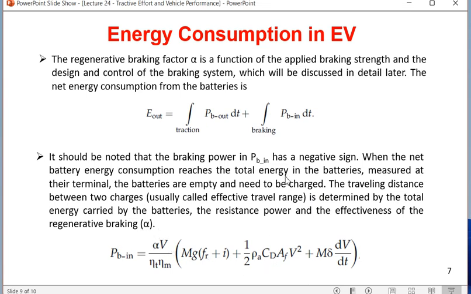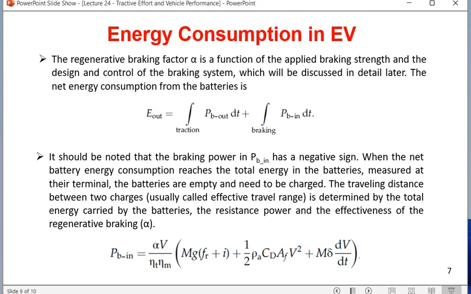So why is PB in negative? Because this is energy generation, and here we are talking about E out. PB in actually is not a discharge, it is a generation. That's why PB in is negative and PB out is positive. So E out is equal to PB out delta T plus PB in delta T, traction time and braking time. Okay, so that is the integrating time, and generally PB in is a negative thing.